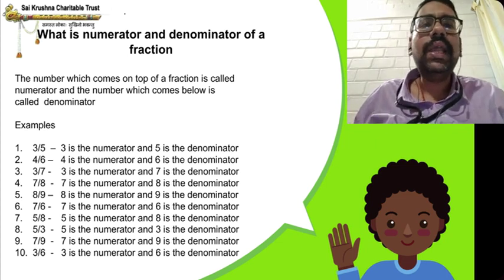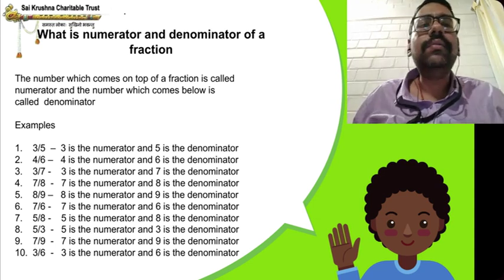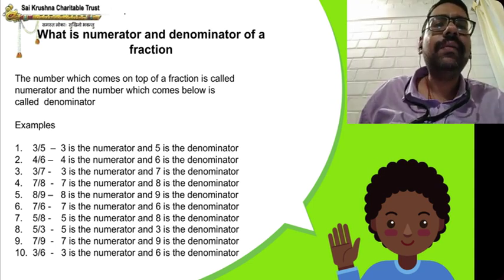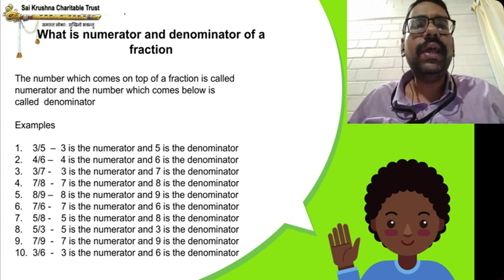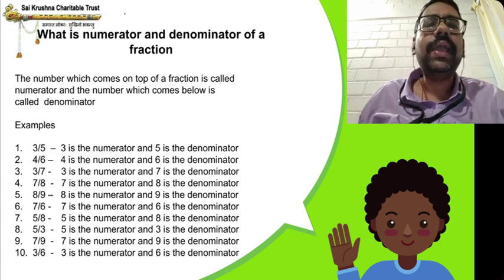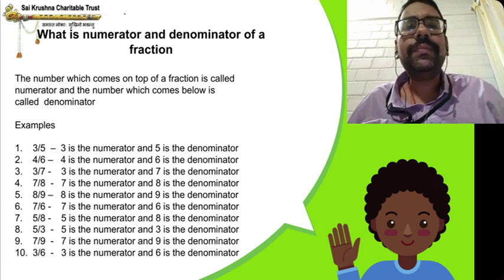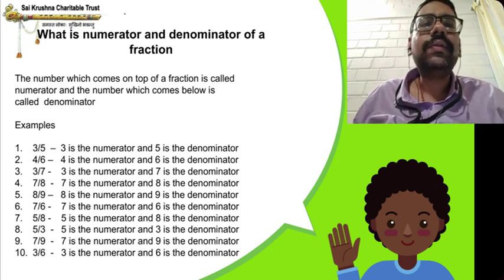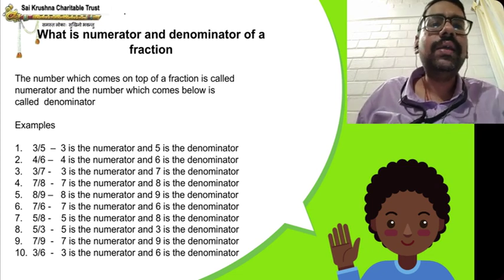So examples, 3 by 5. Which is the numerator, children? 3 is the numerator and 5 is the denominator. 4 by 6. 4 is the numerator and 6 is the denominator. 3 by 7. 3 is the numerator and 7 is the denominator. 7 by 8. 7 is the numerator and 8 is the denominator. 8 by 9. Tell me the answer. 8 is the numerator, 9 is the denominator.